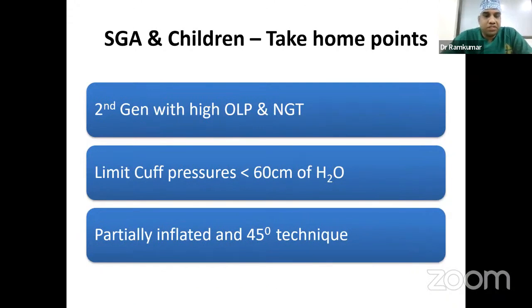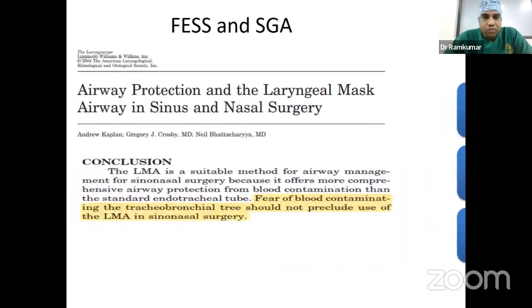Take-home points with these devices in children: use a second generation device with a higher oropharyngeal leak pressure and facility to pass an NG tube. Limit the cuff pressure to less than 60, ideally around 40 to 60. And the better insertion technique to avoid complications will be the partially inflated 45-degree technique, which is quite proven.